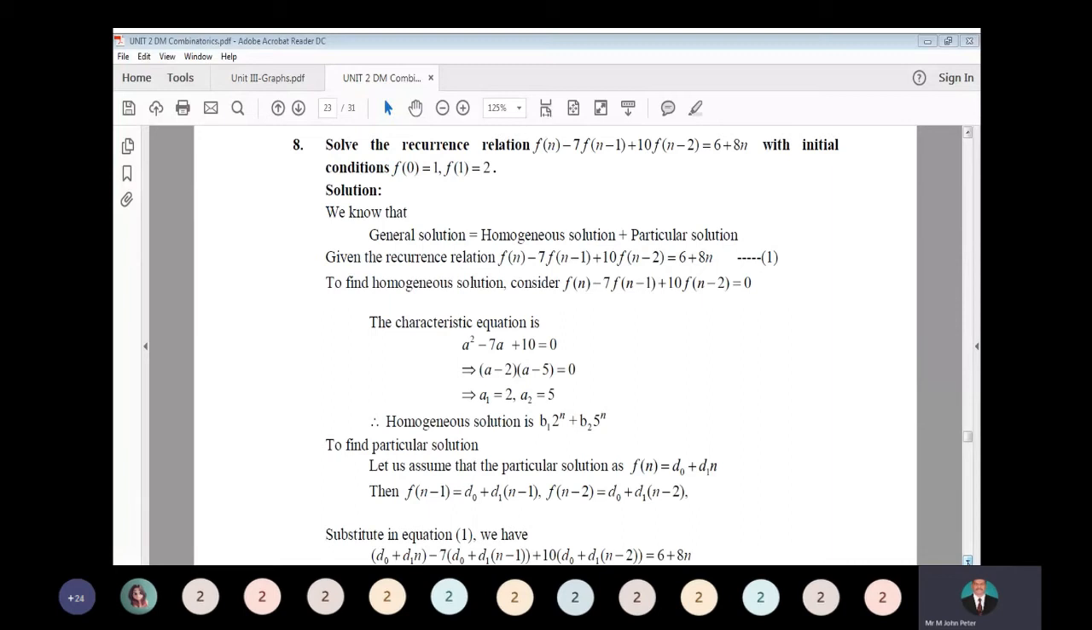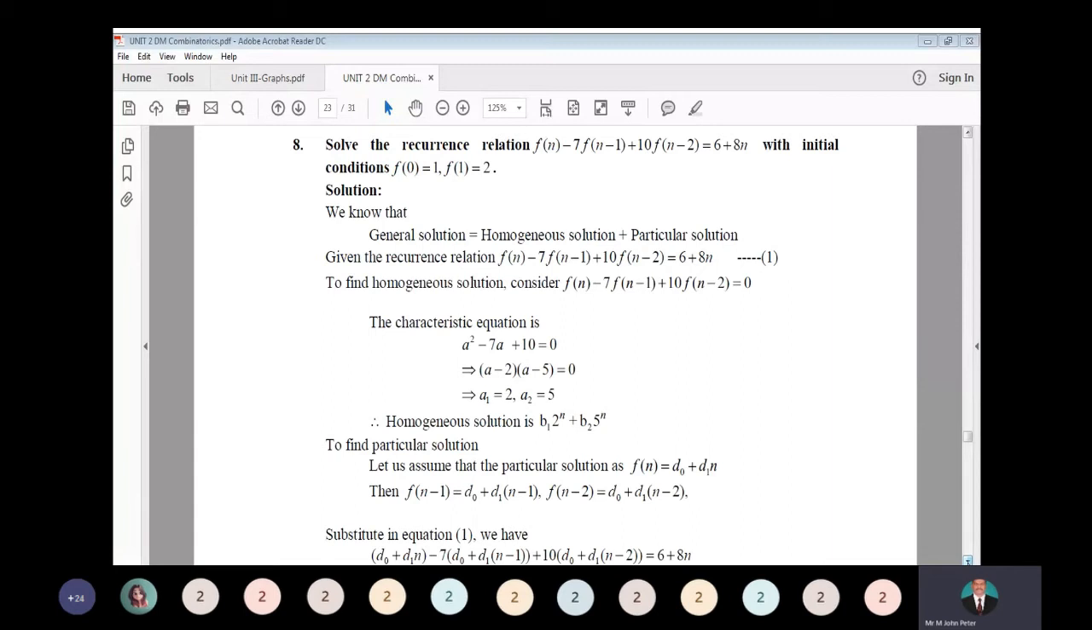Second order equation with respect to the variable a. So b1 into 2 power n plus b2 into 5 power n. Two distinct roots. So that is b1 into 2 power n plus b2 into 5 power n is the homogeneous solution. Next, to find the particular solution, the given equation is in the form of q0 plus q1 n.